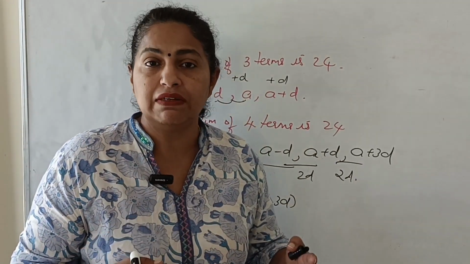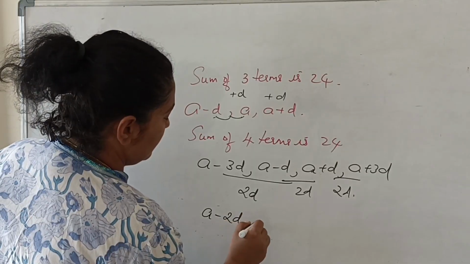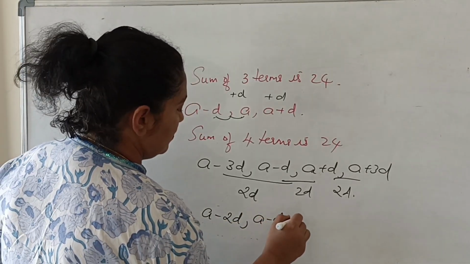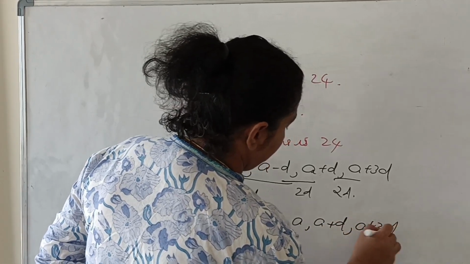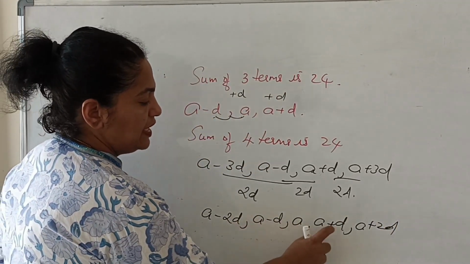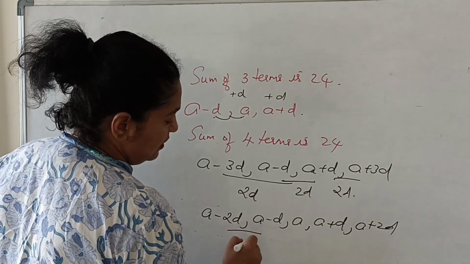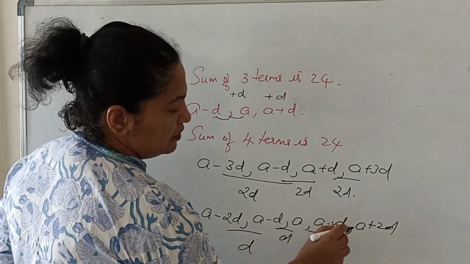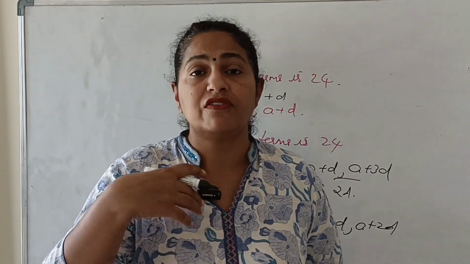Suppose I am choosing 5 terms. So what will happen? This will be my AP: A minus 2D, A minus D, A, A plus D and A plus 2D. Now what is the common difference? It is D. So choose the terms in such a way that your calculations become easier.